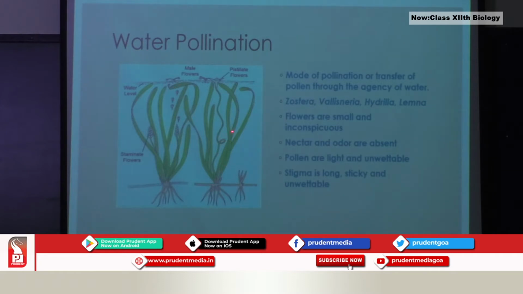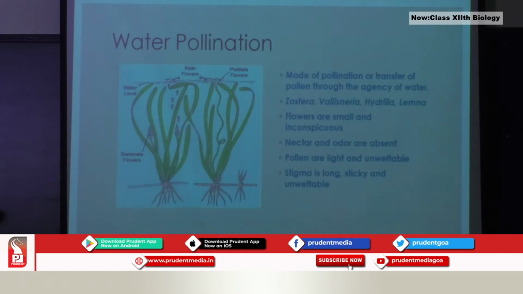And the female flowers are very long, that means they have a very long stalk, and the other parts of the flower are going to be exposed on the surface of the water. So where does pollination actually take place? Pollination takes place on the surface of the water body in Vallisneria. So the pollen grains from the male flowers, which are on the surface, are going to be transferred to the stigma of the female flowers or the pistillate flowers.